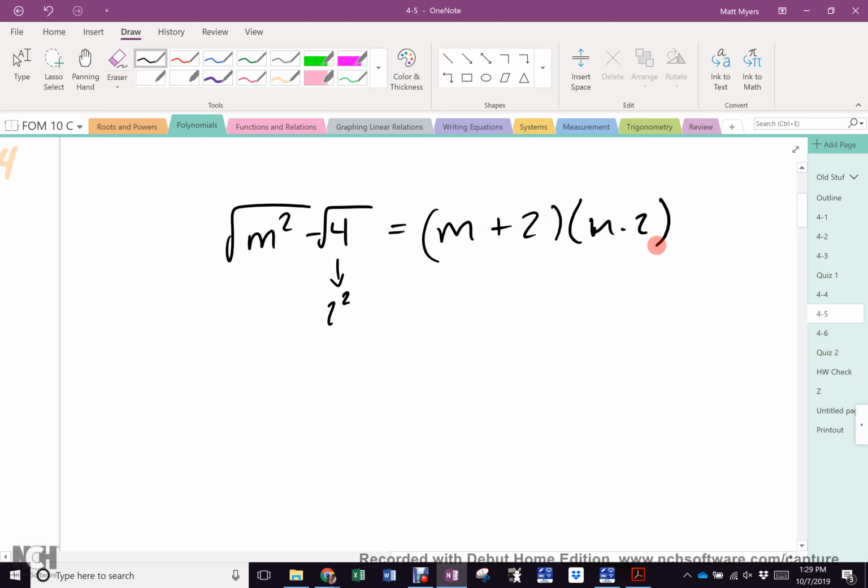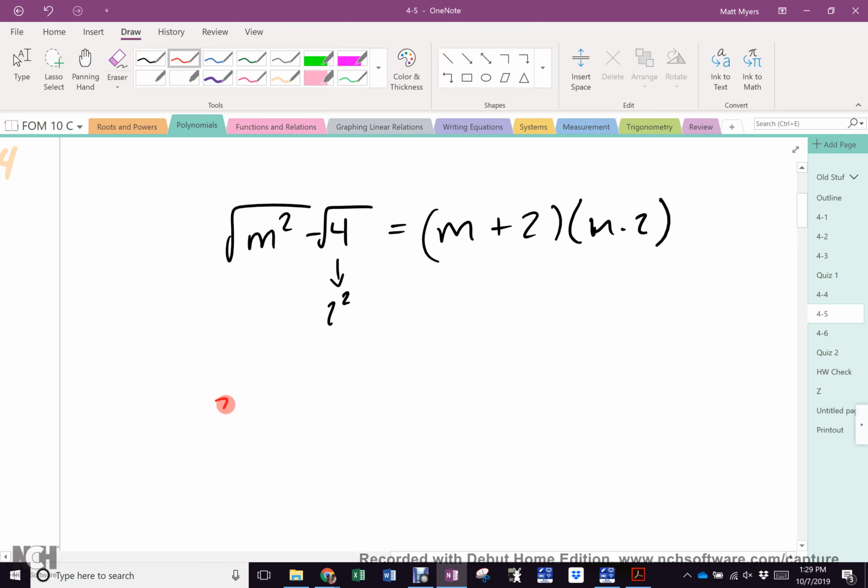Everybody cool? Does order matter? No, of course not. Does the nature of the number matter? No. If it's a perfect square, you can do this. So let's try another one. Again, you were just using your brain.